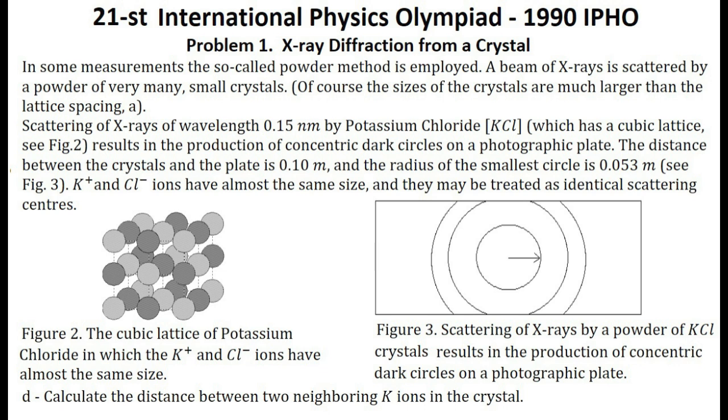Figure 2. The cubic lattice of potassium chloride in which the K+ and Cl- ions have almost the same size. Figure 3. Scattering of X-rays by a powder of KCl crystals results in the production of concentric dark circles on a photographic plate.